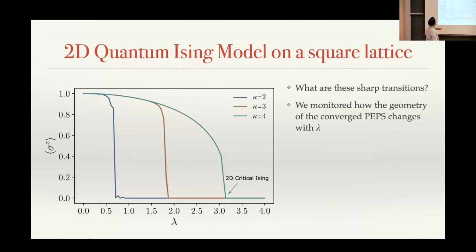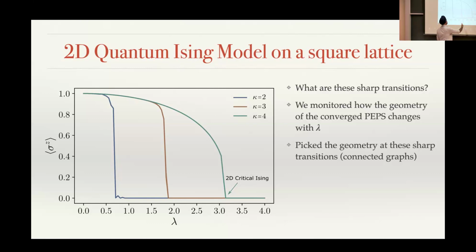So to do that, we monitored the geometry of the converged PEPS. Remember, at any value of lambda, we are using this dynamical geometry PEPS, where the geometry is changing but converges to some geometry. So at each value of lambda, there's a different converged geometry. We tracked how the geometry changed across these sharp transitions, and we picked the geometry that emerged precisely at these sharp transitions.